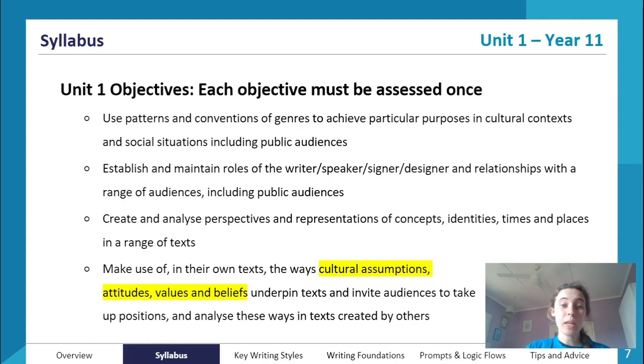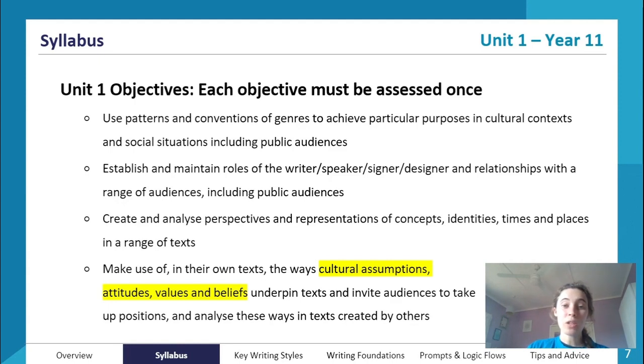Each objective must be assessed once. So you'll see as well, we've got some highlighted bits here, and they are recurring bits that are really important for English throughout both Year 11 and Year 12. And we will go into a little bit more detail about those because those are some things that students struggle with understanding and with actually implementing in assignments and exams.